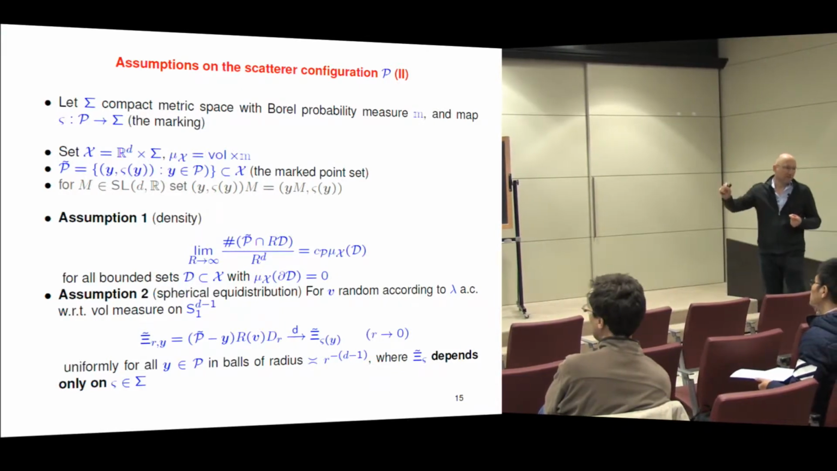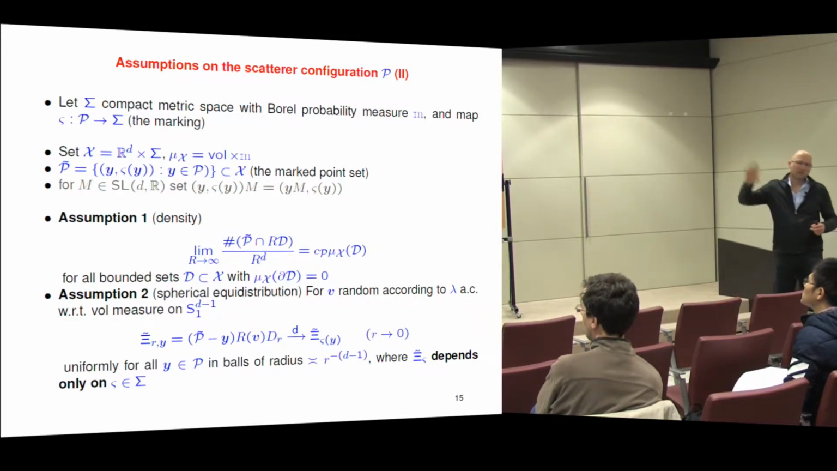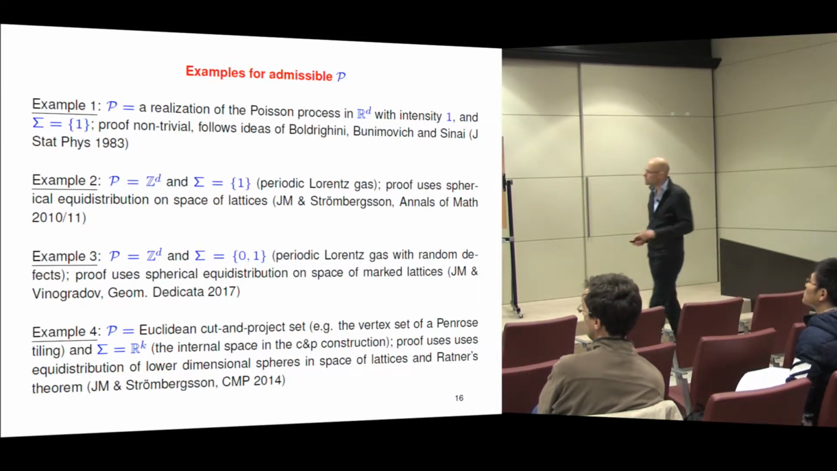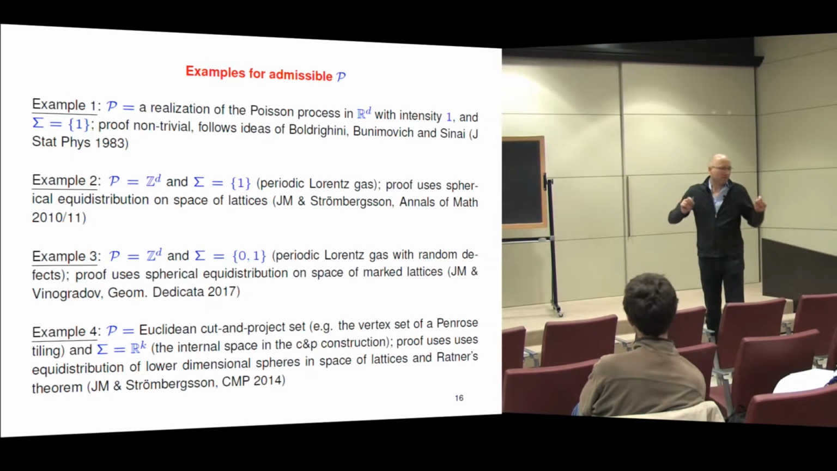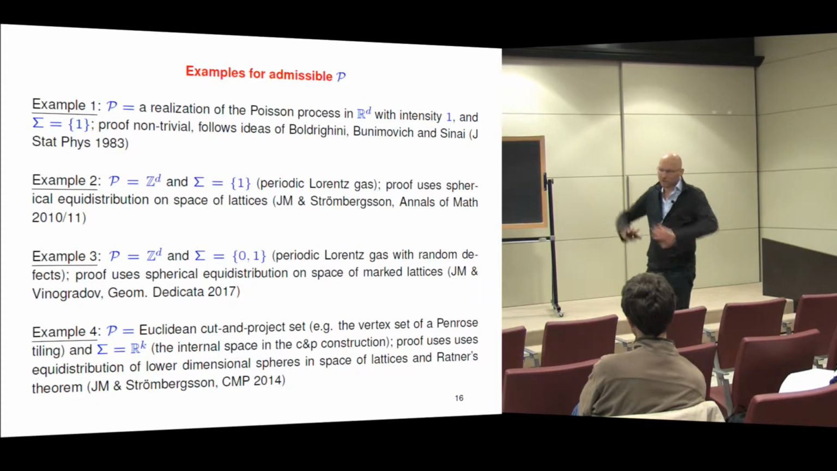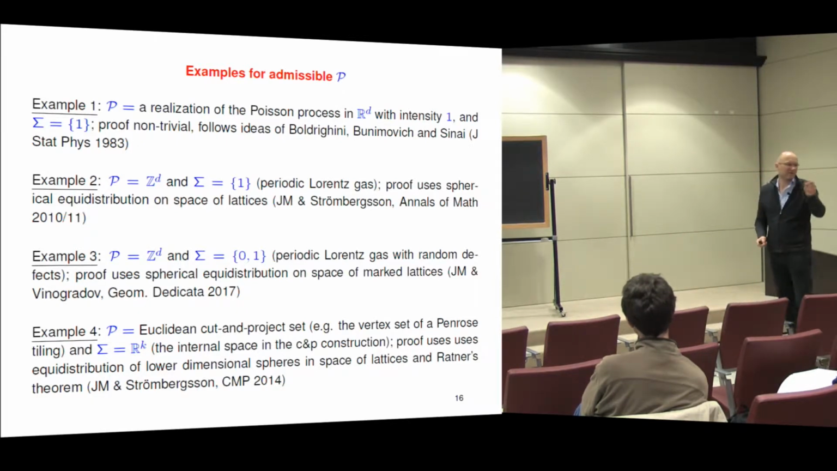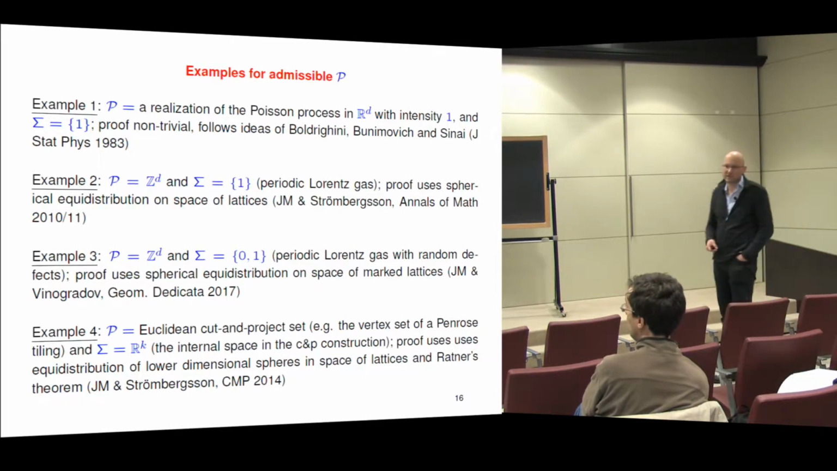So the point is, find a measure M for which assumptions 1 and 2 hold. So the measure M is adapted to the system. And now I'm giving you some examples and you see what's happening. So first example is the Poisson process. If you take the Poisson process, say with intensity 1, we do not need to label the scatterers. It's homogeneous enough. So the mark space is just trivial. It's just every scatterer gets the same color. And the proof that those assumptions hold is a non-trivial proof. And we're using essentially the ideas of the paper by Boldrighini, Bunimovich, and Sinai there.